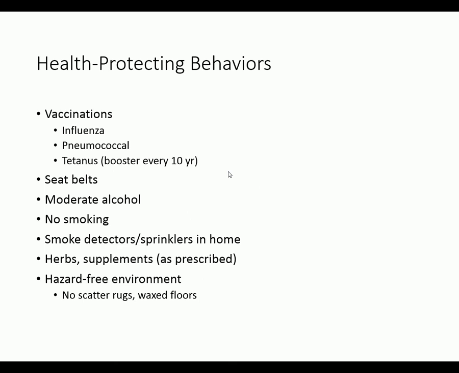They need to have moderate alcohol use. That alcohol use, according to your book, is 1 drink a day or 7 drinks per week. Okay, no smoking. You want to encourage them to stop smoking. They need to have smoke detectors and sprinklers in their home. Sprinklers are not very frequent in homes, but if they're living in a nursing home or some kind of assisted living center, then they should have sprinklers in them.